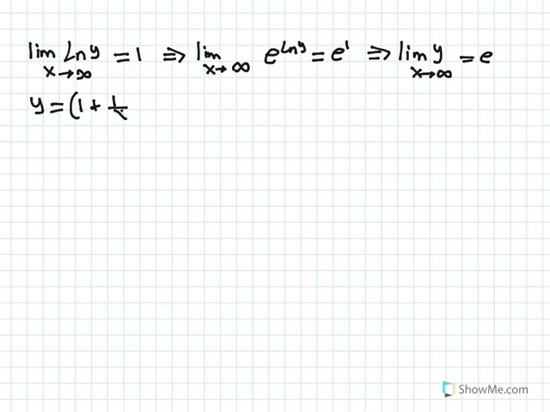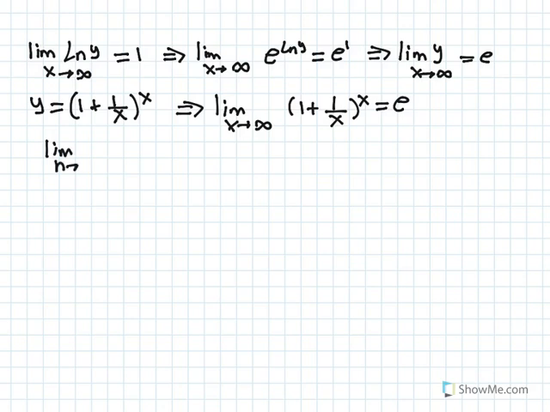Y essentially is our sequence, except we wrote it in terms of a real variable x, so we could apply L'Hopital's rule. So the limit as x approaches infinity of 1 plus 1 over x to the power of x is equal to e. That means the limit as n goes to infinity of 1 plus 1 over n to the power of n is equal to e. That means this number e is actually the limit of a special sequence, namely 1 plus 1 over n to the n.